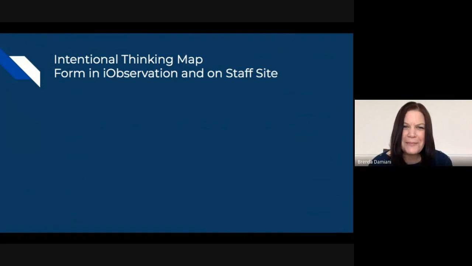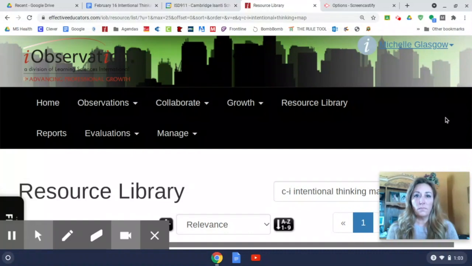Next, Michelle is going to present the intentional thinking map, and that really distills what it means to have standards-based planning for your lessons. Hi everyone, Michelle here.